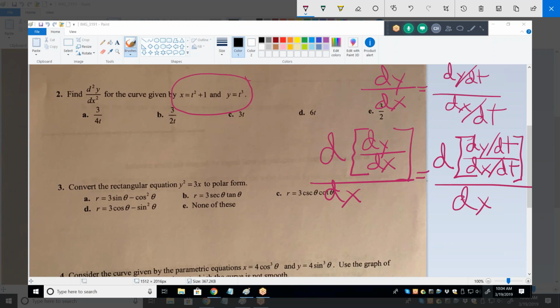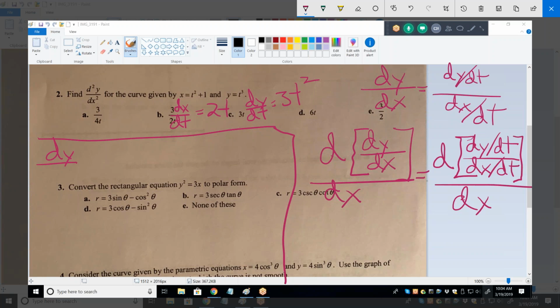Now, what do we need? We need dy dt and dx dt. So let's go up to here where I've circled the function. And that's pretty easy. dx dt is what? 2t. dy dt, 3t squared. Now we just got to plug everything in. I'm going to work over here in that box. So, first of all, dy dx. And now let's just write it like this.